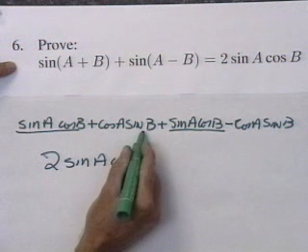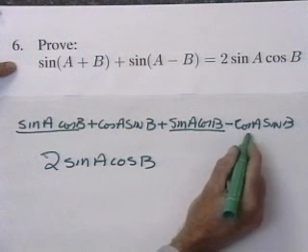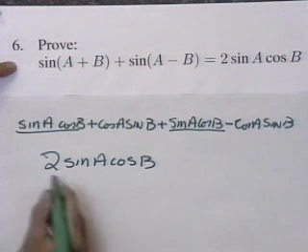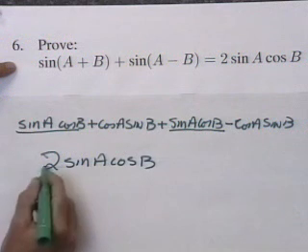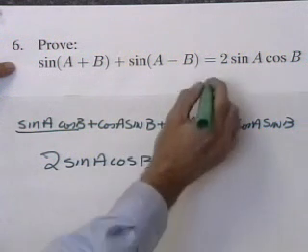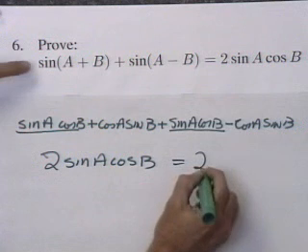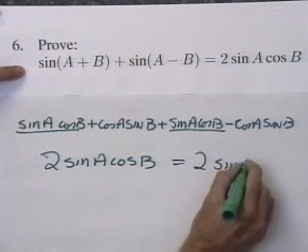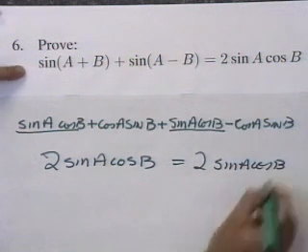Second, I have cosine A sine B, and here I have negative cosine A sine B. That's 0. So it'll be 2 sine A cosine B plus 0, which is 2 sine A cosine B. So you see I've succeeded in changing the left side into the right side, 2 sine A cosine B.